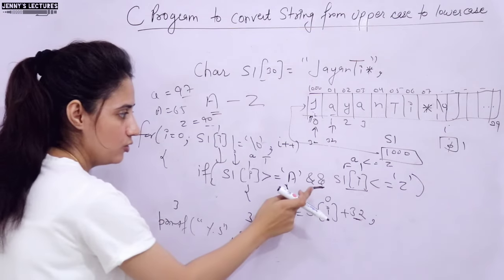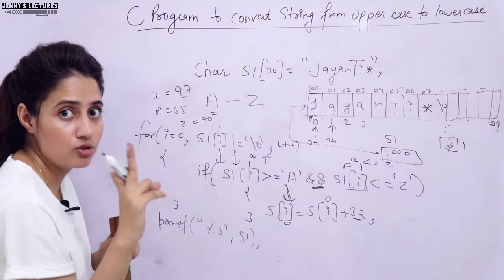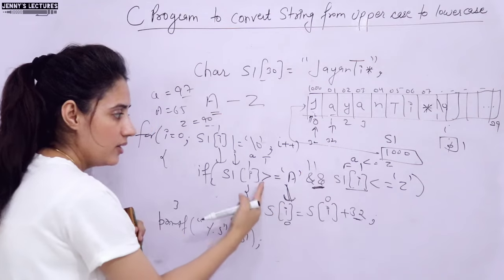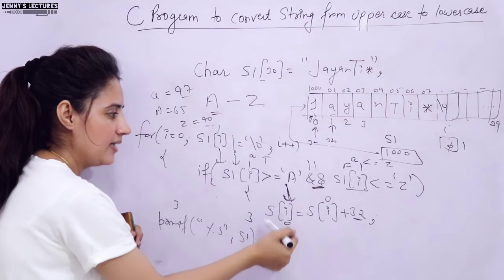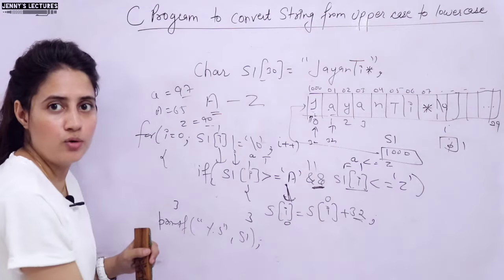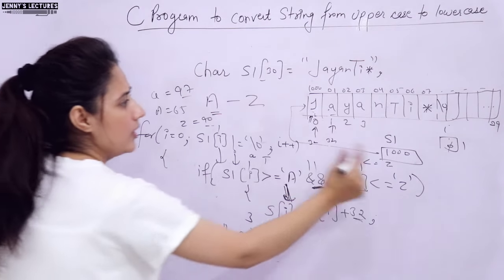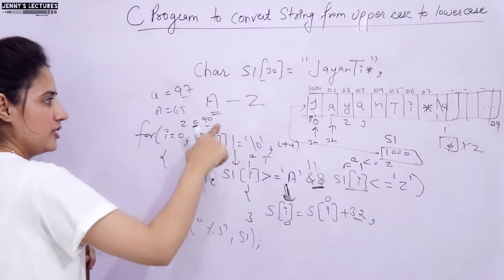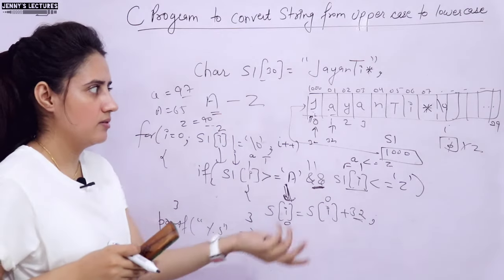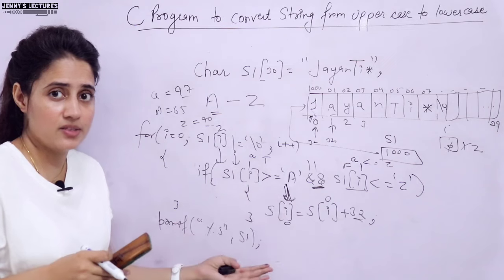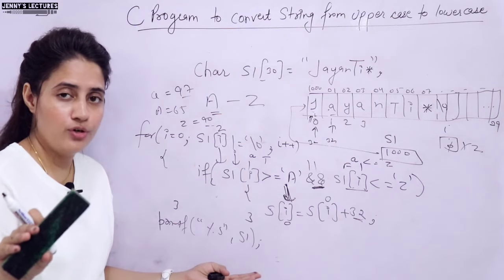That is why I am saying use logical AND, not logical OR. If here you use logical OR, this condition is true, so it will directly enter here and it will add 32 in small a also, then you will not get correct output. So it is not going to enter now. Now I becomes 2. Now it will check for S1 of 2 and like this. I guess you got it, now you can try to run this completely on your own, no need to do this.